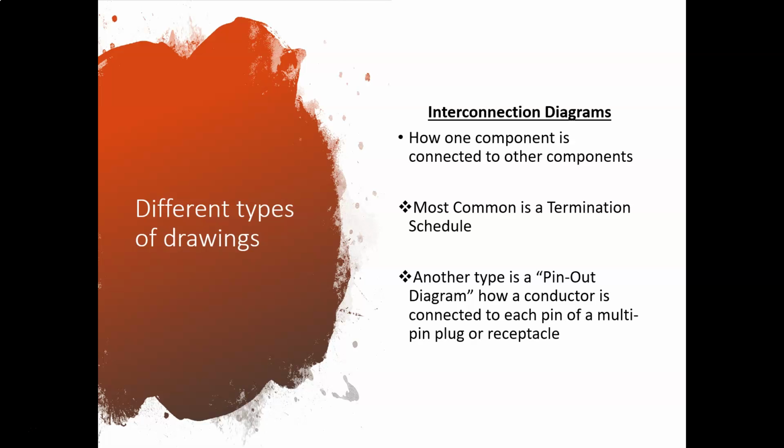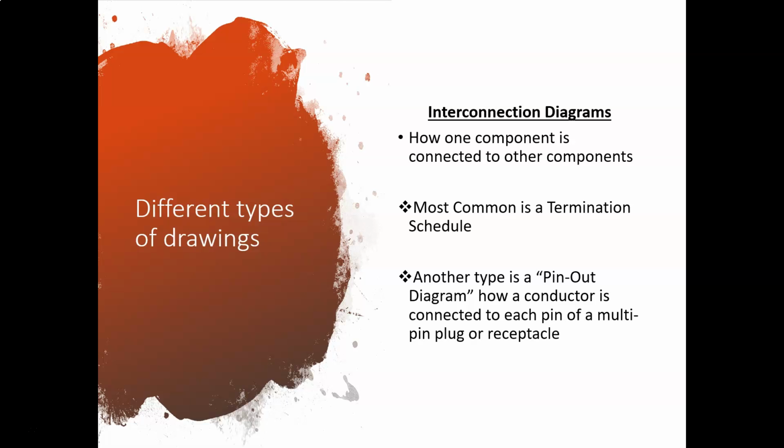All right. So here's an interconnection diagram. All right. So it's how one component is connected to other components. Most common is a termination schedule. Right, so it's going to have pretty much a legend showing you where things are going to be terminated. Another type is a pin-out diagram, how a conductor is connected to each pin on a multi-pin plug or receptacle.